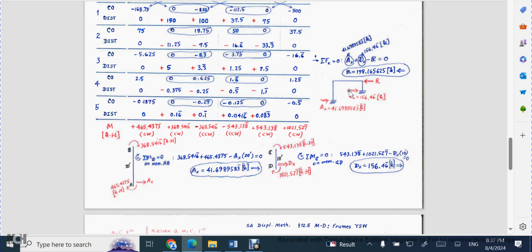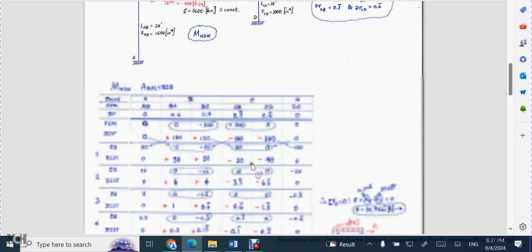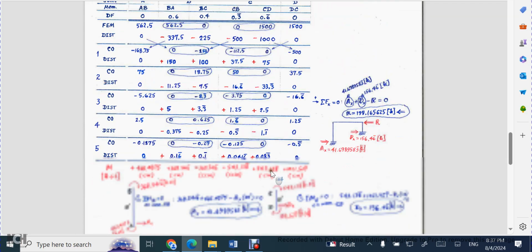And then you look at the entire frame. Okay, notice that the actual loading from the original structure, this uniformly distributed load, is not being considered here. Remember that. That was considered for the No Sidesway case. And so you compute your double-barred R value, and when you do, it's coming out to about 198.17 kips going to the left.